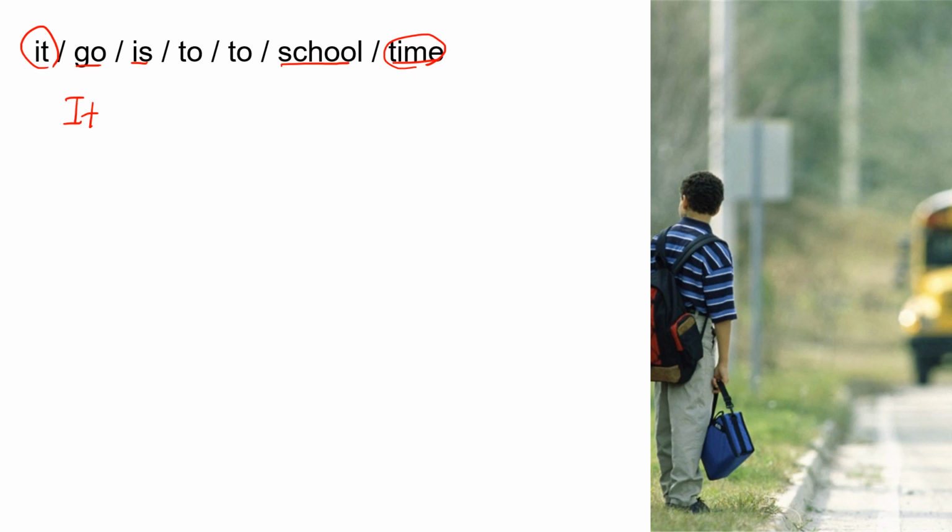It is time, and then we use to infinitive, to go to school. It is time to go to school. So it is the subject, is is the verb, time is the complement, and to go to school is going to be an adjectival phrase. It is time to go to school.